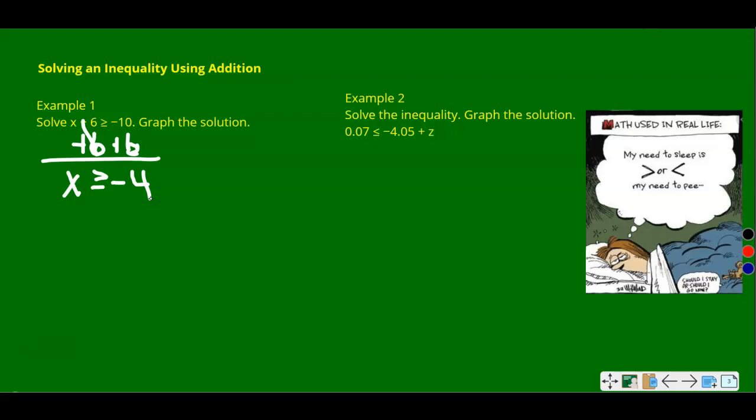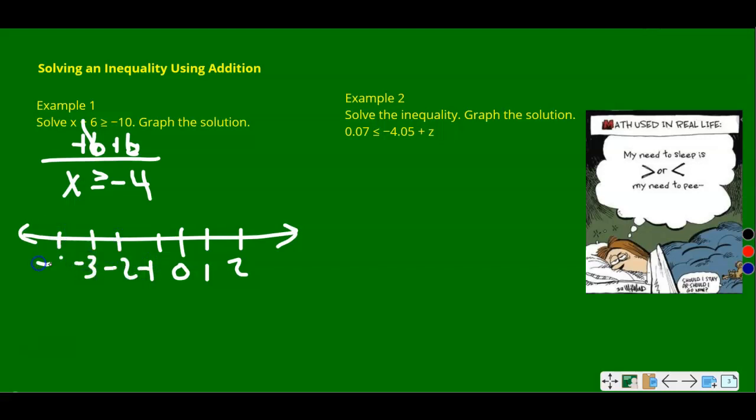If I want to graph the solution, my numbers are not quite spaced out equally. I apologize for that. So x is greater than or equal to negative 4. This means I'm going to have a solid circle at negative 4. And then greater than or equal to, I'm going to be shading to the right. Greater than negative 4.